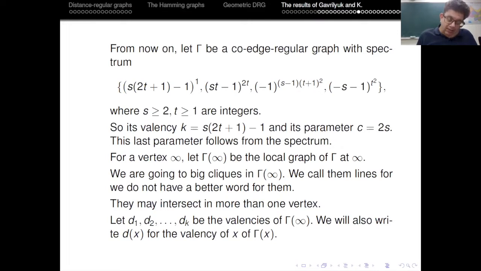So we let d1, d2, ..., dk be the valencies of the vertices in the local graph. So if you like, lambda infinity x, if you like that better. You also write dx for the valency of x in gamma infinity. Okay, here I made a mistake, sorry. That must be gamma infinity. Yes, the local graph, infinity is still infinity.